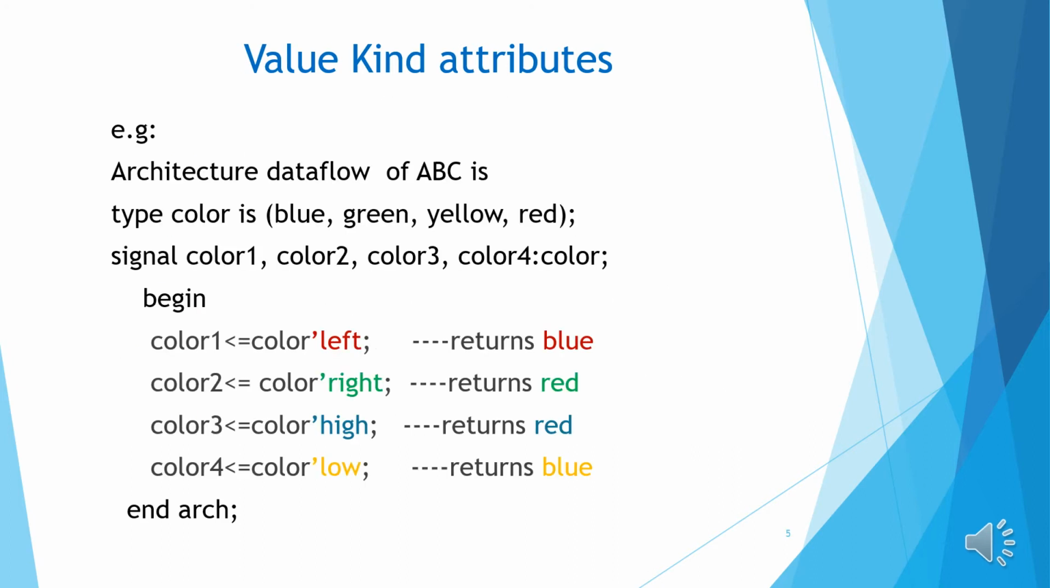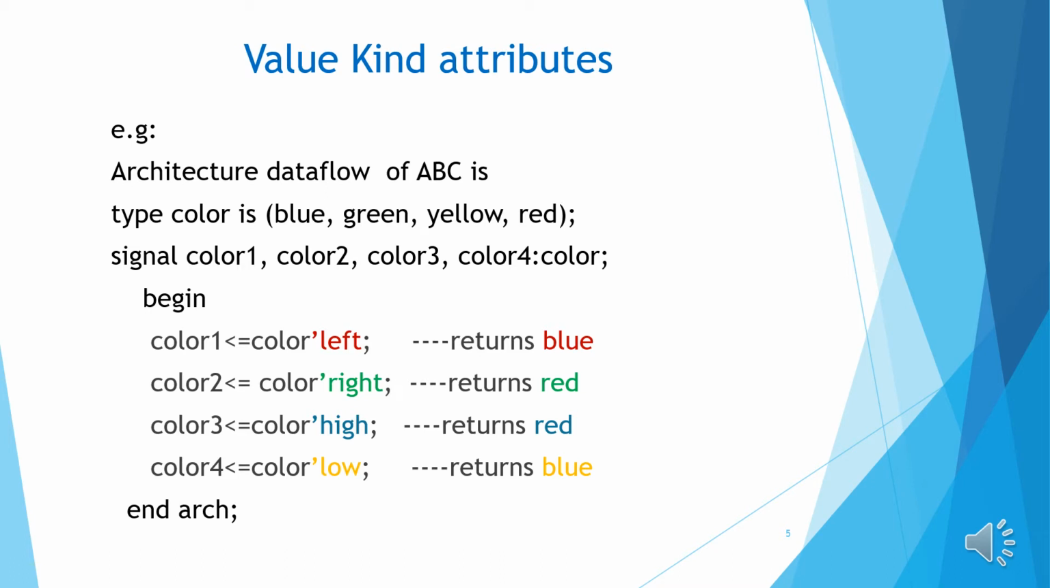This example explains value kind attributes. So here, an enumerated type is created, whose name is given as color. It has four values: blue, green, yellow, and red. We cannot use data types directly, so the data type color is attached to signals color 1, color 2, color 3, and color 4. Then the architecture begins. Color 1 is assigned as color tick left. So here the tick left attribute will return the leftmost bound, and the leftmost value in color is blue. So when I call color tick left, it will return blue.